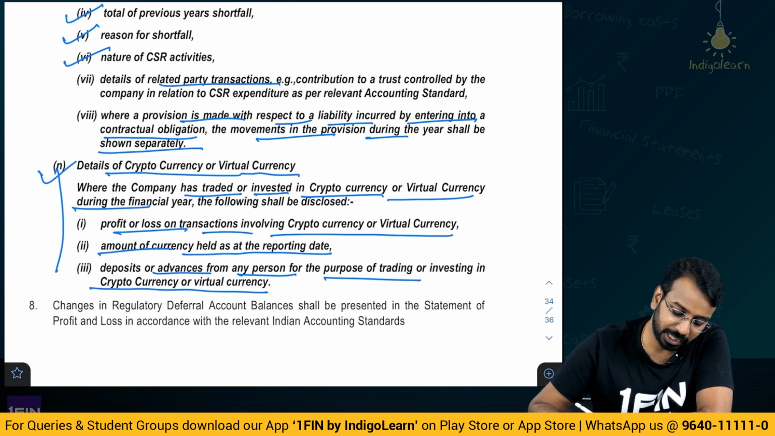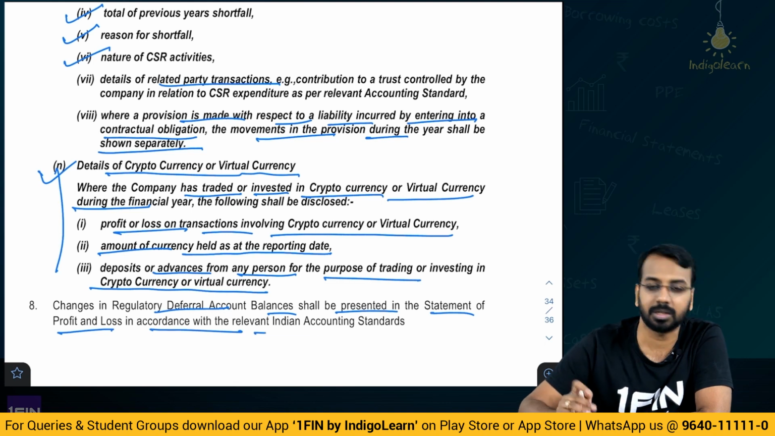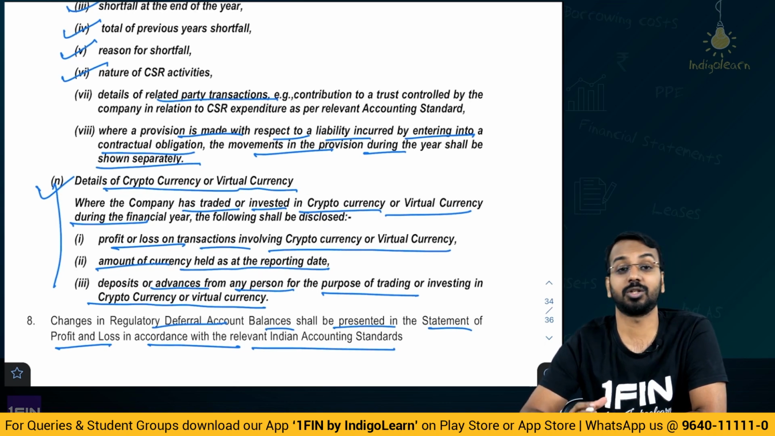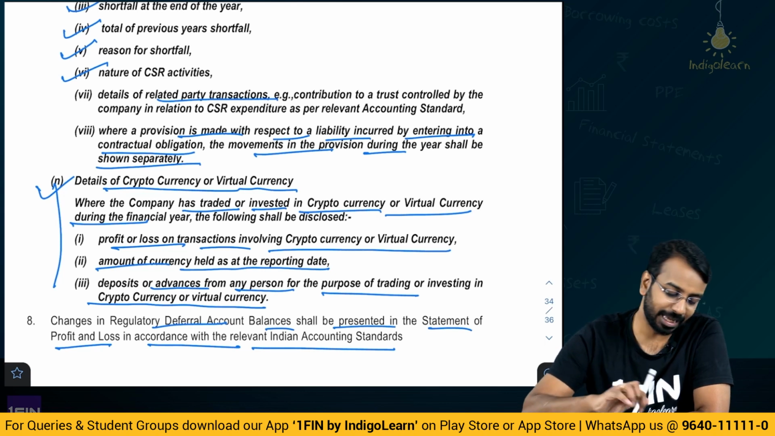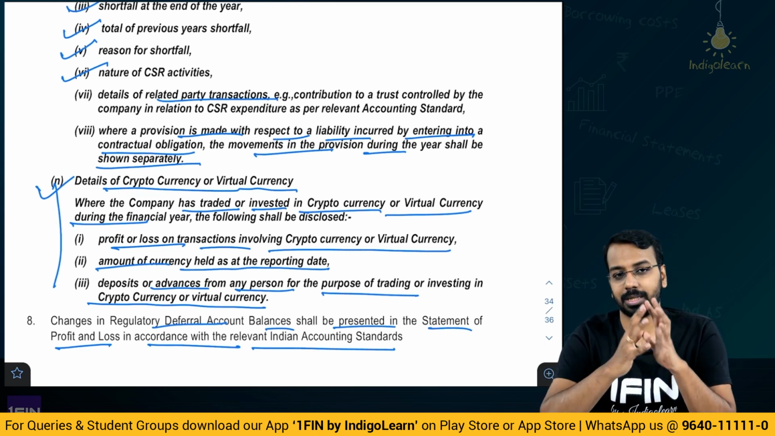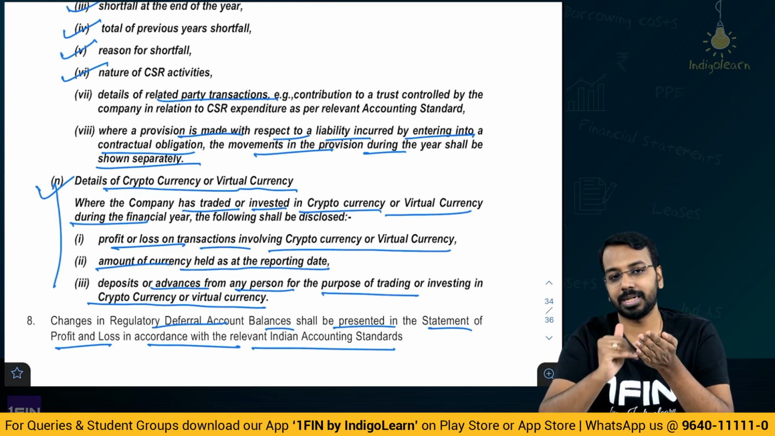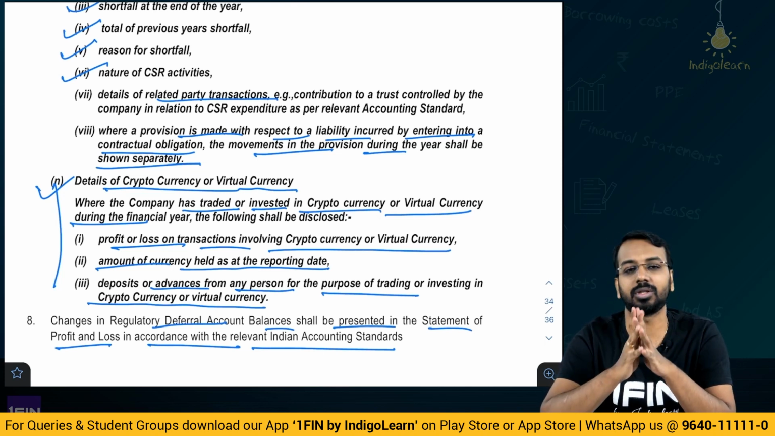Then changes in regulatory deferral account balances shall be presented in the statement of P&L in accordance with the relevant accounting standards. So, that is about the profit and loss statement for companies which need to comply with Ind AS. Again, I am repeating, please ensure you know the format and you know what items are to be presented under those specific heads. That is more than sufficient.